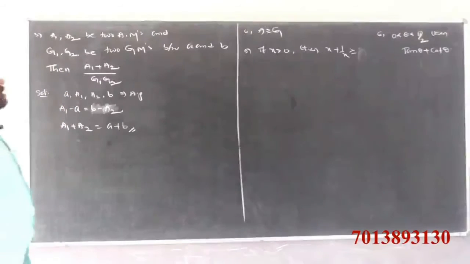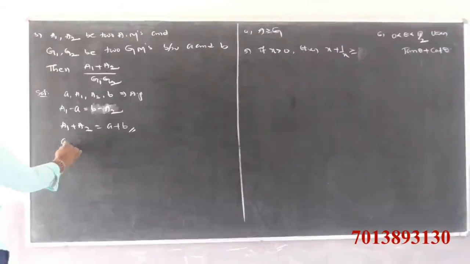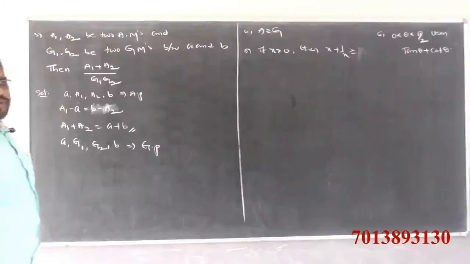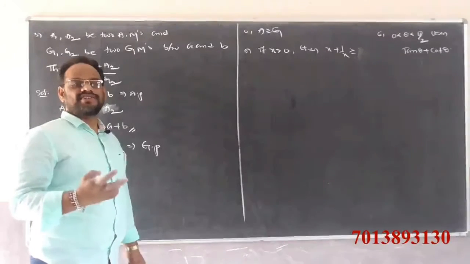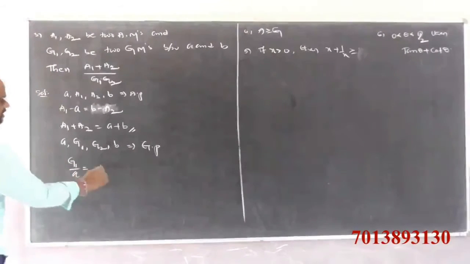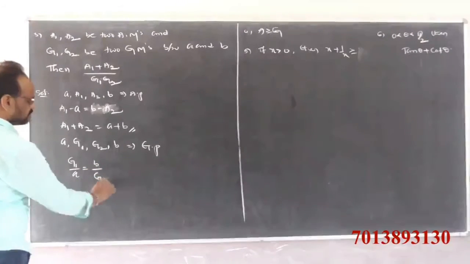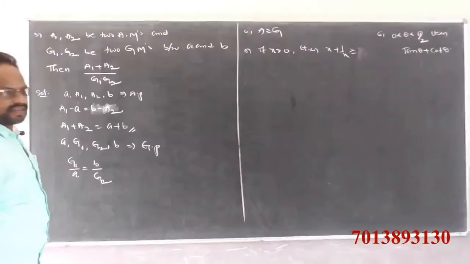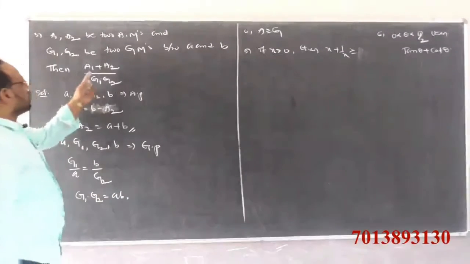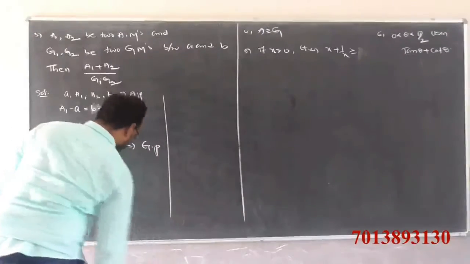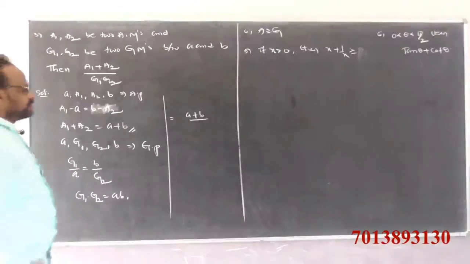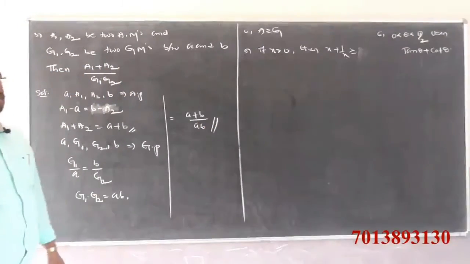Also, G1, G2 are the two geometric means between A and B. That means A, G1, G2, B are in geometric progression. In a geometric progression, the ratio of any two consecutive terms is always the same. It is nothing but the common ratio. Here G1 by A is equal to B by G2. If you do cross multiplication here, G1 into G2 is equal to A into B. We want (A1 plus A2) by (G1 into G2). A1 plus A2 value is A plus B, by G1 into G2 value AB. This is the answer: (A plus B) by AB.